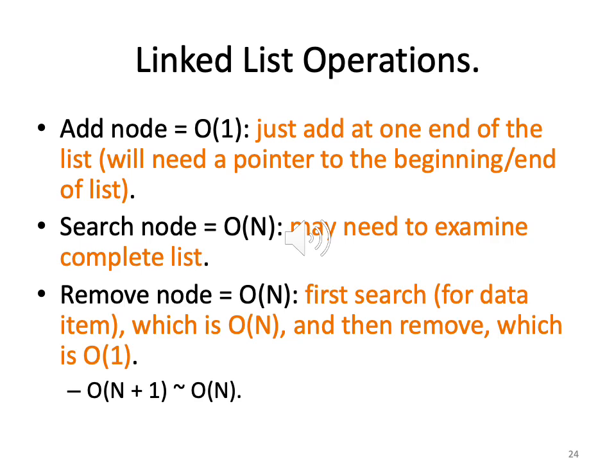N to search, 1 to remove, n plus 1 is roughly n. On the other hand, if you know which node you have to remove, then the complexity of the remove operation is of the order of 1. Because we know which node we have to remove, we do a removal operation of only that node. Okay? So I hope the add, search and remove complexities are clear.